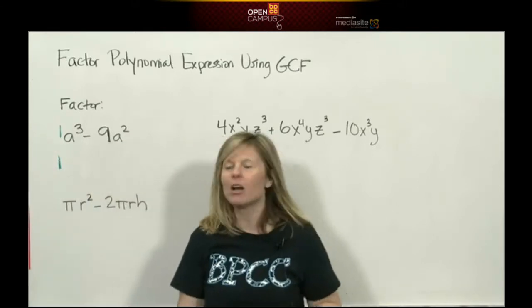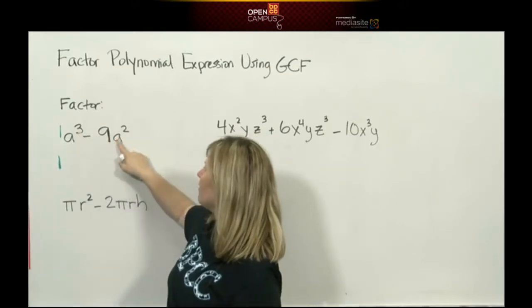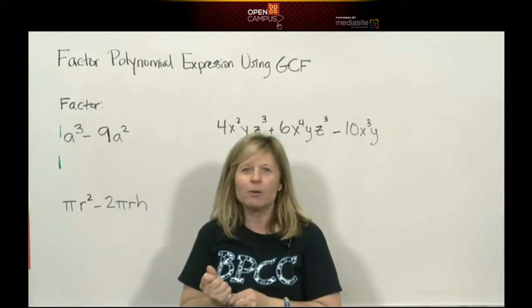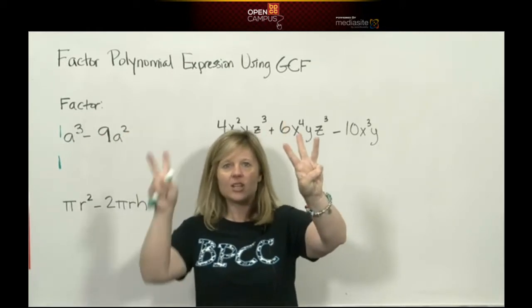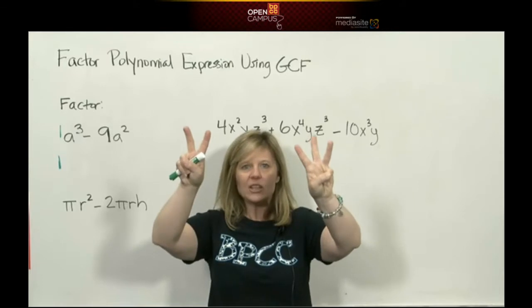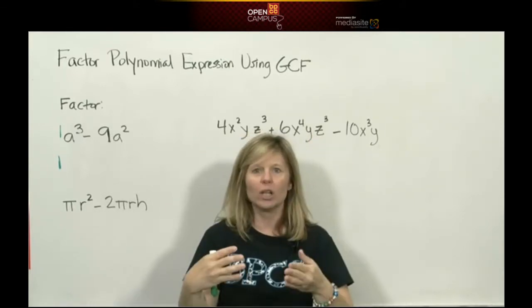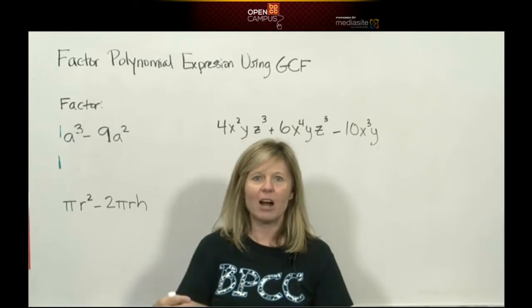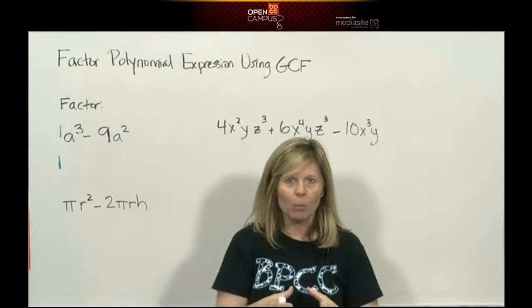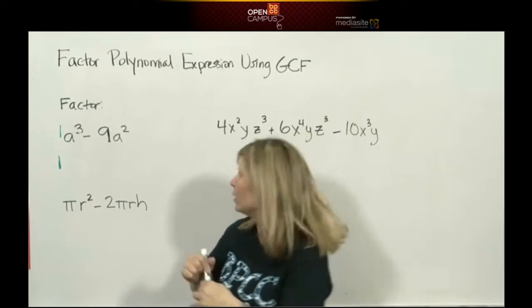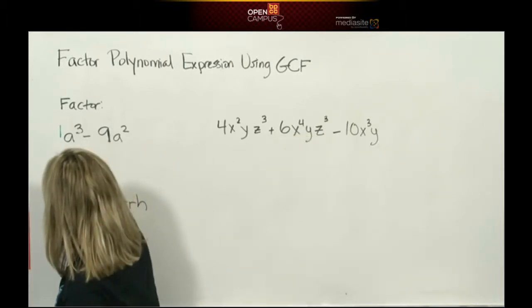Then we look at the variables. I have a cubed and I have a squared. A cubed means I have 3 a's. A squared means I have 2 a's. What's the most they each have in common? That's 2. So the rule is when you're doing the GCF of a variable, you take the term with the smaller exponent. So we take the a squared.